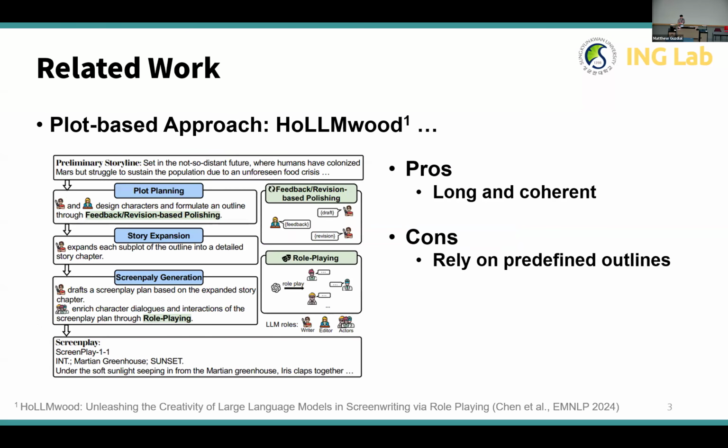One major line of story generation research is the plot-based approach. A plot-based approach first generates a plot and then expands this plot to full stories. For example, there is Hollywood. It is a director-actor framework where a director agent first generates a plot and then actor agents expand this plot by role-playing. Basically, this kind of approach makes long and coherent stories.